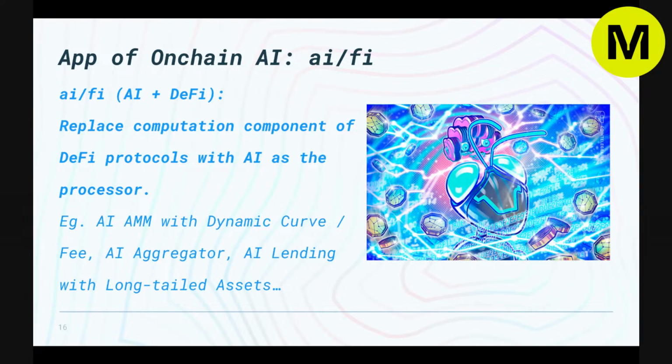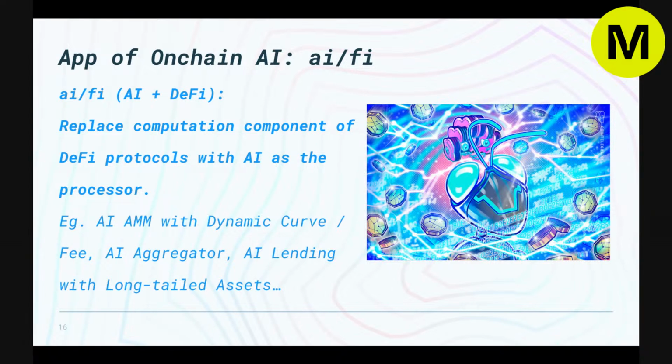And for the aggregator, it will calculate the best route for you to perform a swap. And for lending protocols, they will calculate your share in the pool, and also the revenue, the interest you are generating from the pool. You can also borrow assets, and the lending protocol will calculate based on the collateral rate for you. And these are the core computation components.